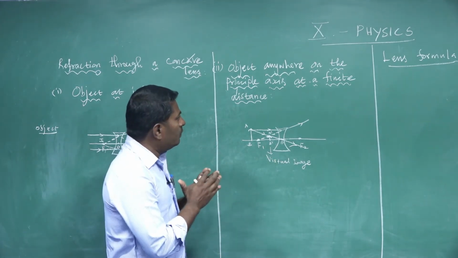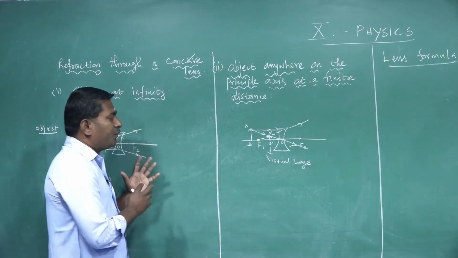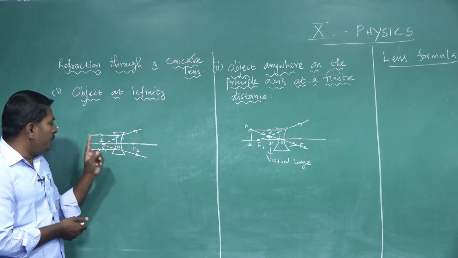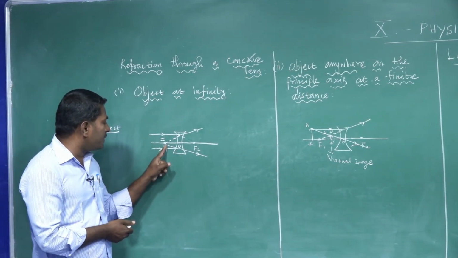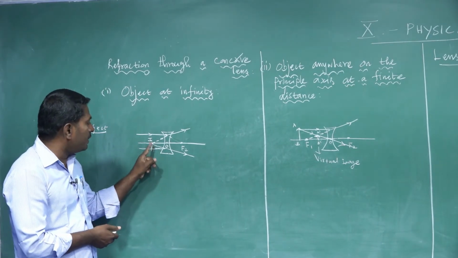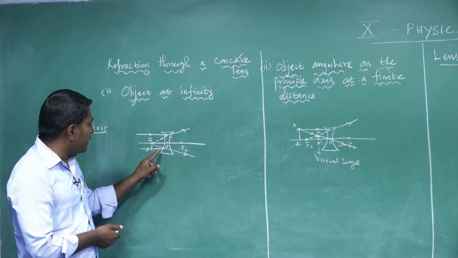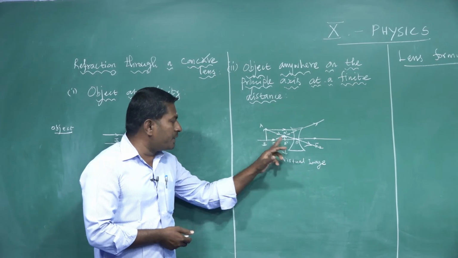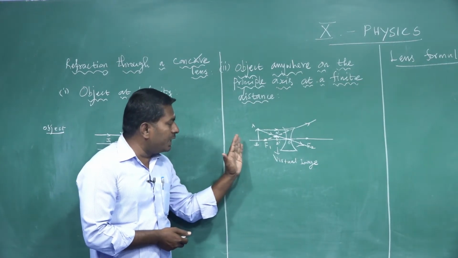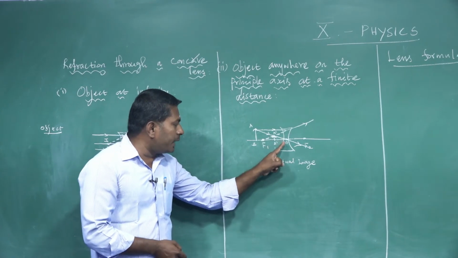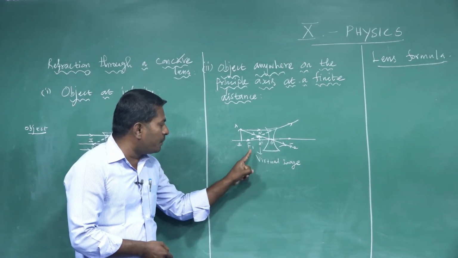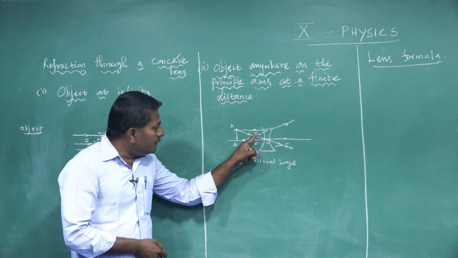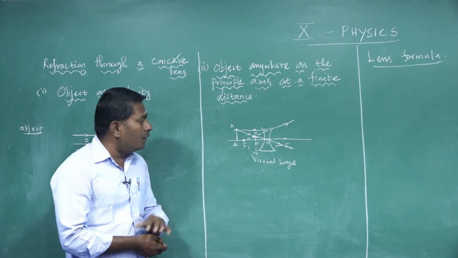So there are two positions where the object is placed in front of a concave lens and the image is formed. In the first case, the image is formed exactly at the principal focus on the same side as the object. It is a point size image, a virtual image. The image is obtained exactly at the principal focus F1. In the second case, the object is placed anywhere on one side of the concave lens at a finite distance. The image is obtained in between the optic center and the principal focus F1. That image is a virtual image, an erect image, and smaller in size compared to the object.